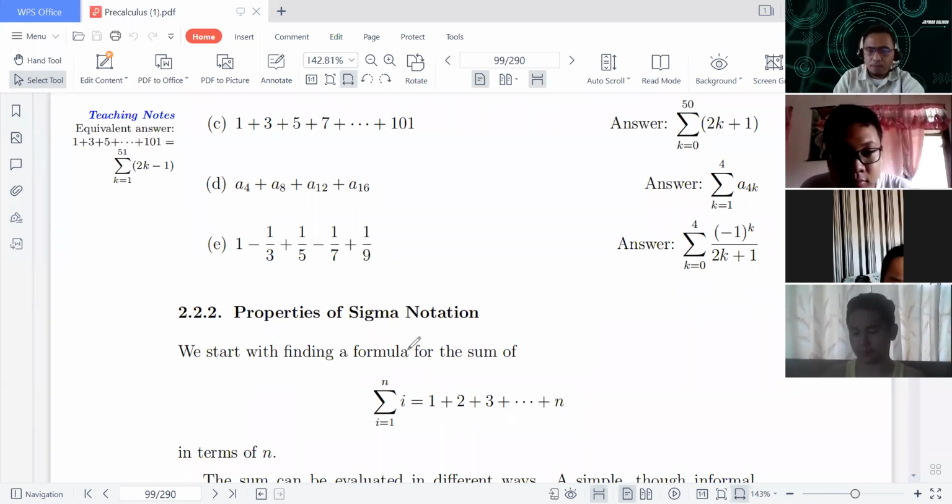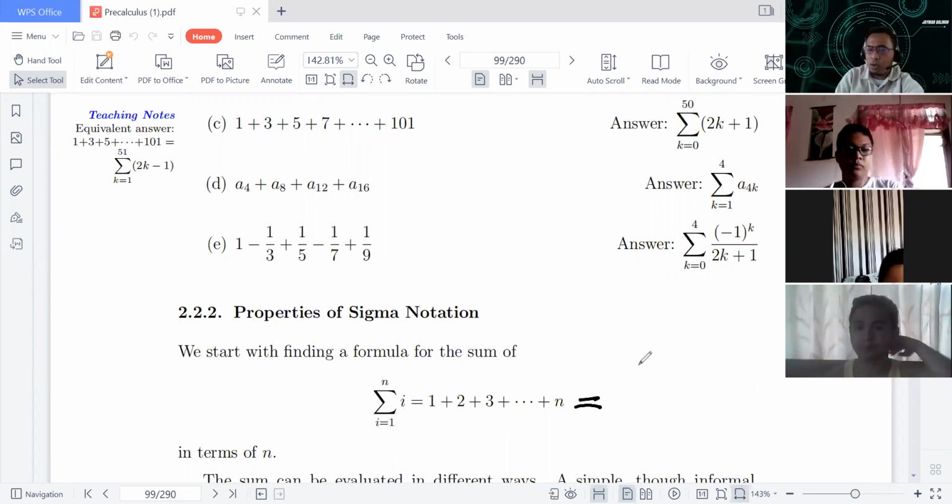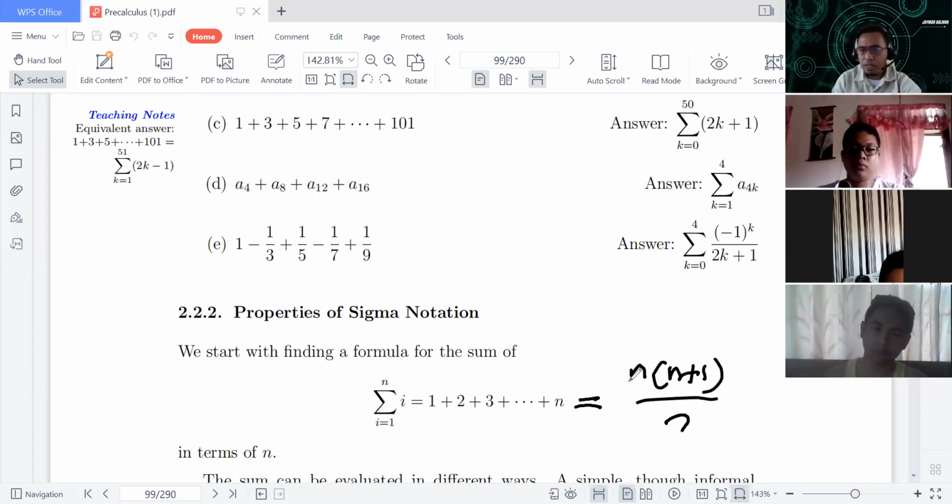For example, you are asked to find the summation of i, where i ranges from 1 until n. It means you will be replacing i by 1, then by 2, then by 3, and so on until the last term, which is n. The formula for the summation of i, where i ranges from 1 to n, is equal to n times n plus 1 over 2. You remember this one because it is very helpful. Later, we will combine all the formulas that I introduced.